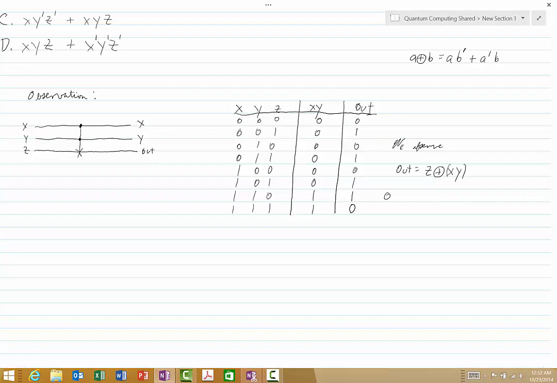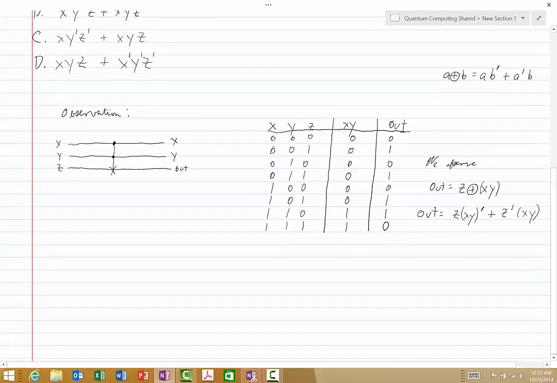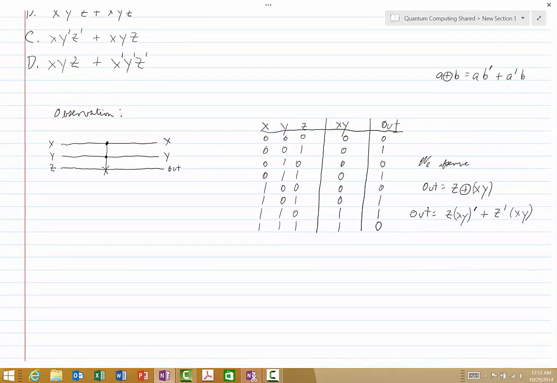But we just observed that out has that same relationship to z and the product of x and y. So this means that out is equal to z anded with xy prime, ored with z prime anded with xy.